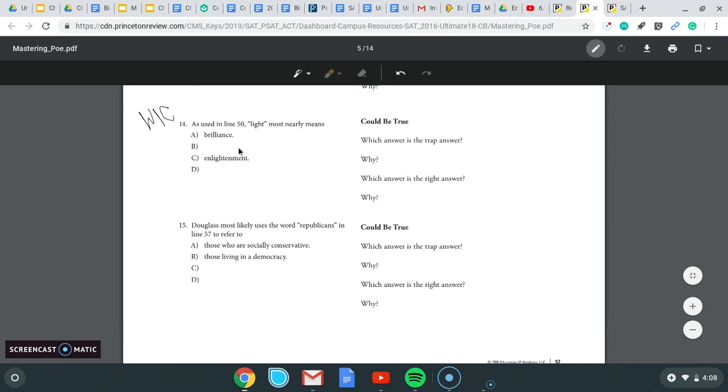All right, now we're going to look at our words. Does brilliance match what you put? No. Does enlightenment? Yes. So our correct answer is enlightenment. Okay. So this is another could be true. Yes, light can mean brilliance. But is that how it's being used in this sentence? No. So we're going to go with enlightenment.